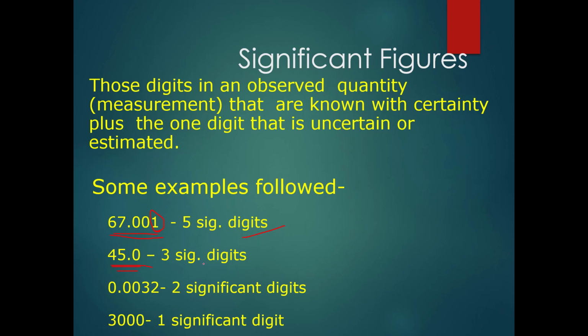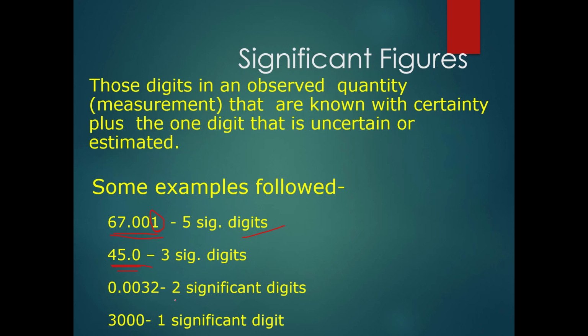So the answer is, this reading 45.0 has three significant digits. If instead of writing 45.0, I would have written 45, then I would have said that it has two significant digits. But you see that I have correctly measured this digit 0. So three significant digits is your answer. Okay.